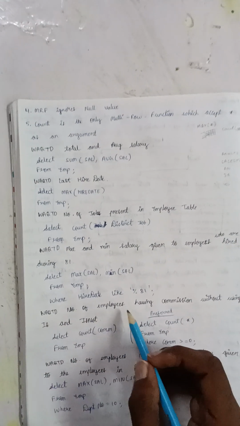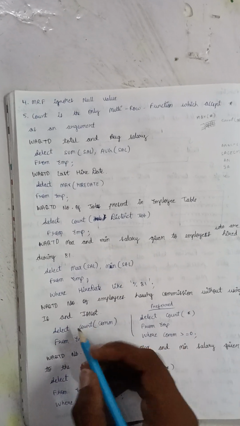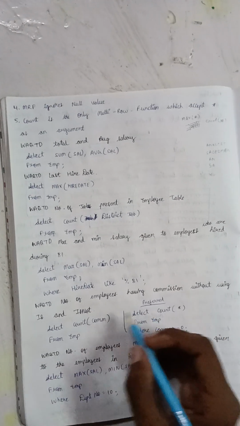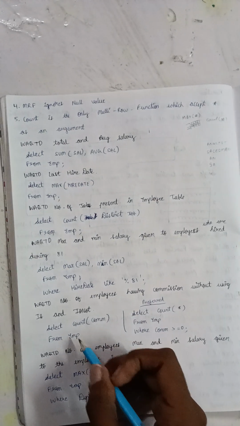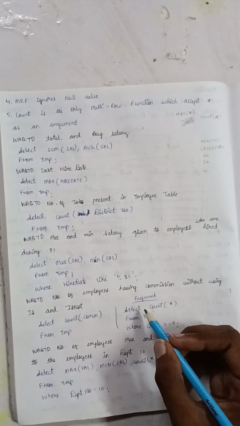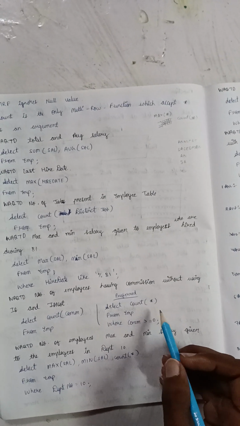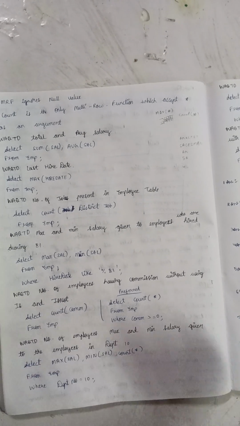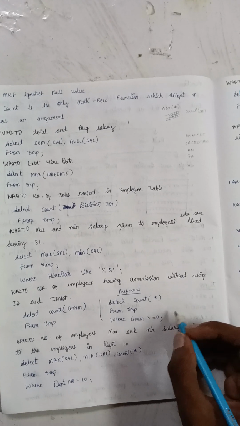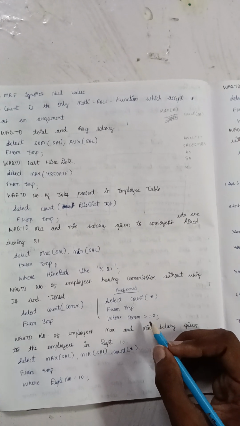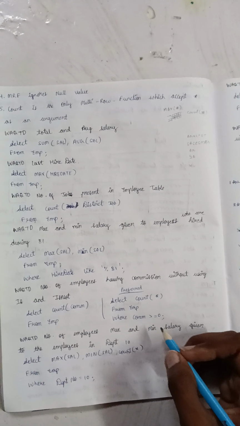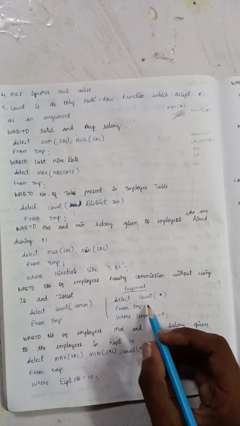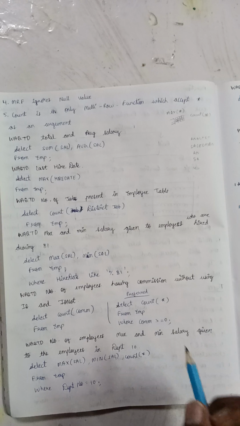Write a query to display the number of employees having commission without using is and is not. We can use select count of commission from EMP, so we can count how many commissions there are, but it is not preferred. We use select count of hash from EMP where commission greater than or equal to 0, so that only employees having commissions are counted. Null values will be ignored and not counted.